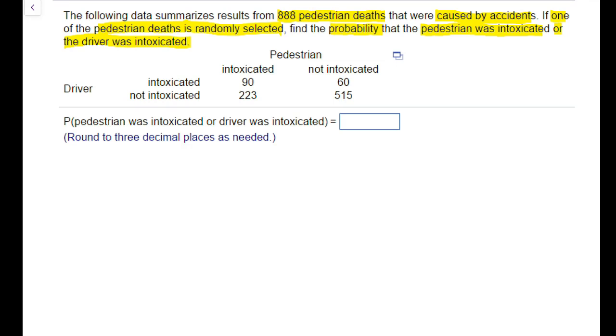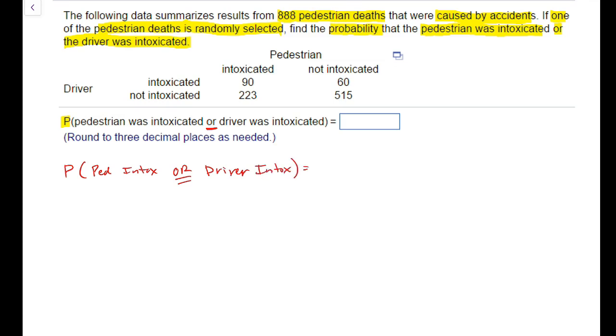Going back to the question, it says, what is the probability that we select one of the pedestrian deaths such that the pedestrian was intoxicated or the driver was intoxicated? This is an OR probability, which means we can use the addition rule of probability. So this is the probability that the pedestrian was intoxicated or the driver was intoxicated.